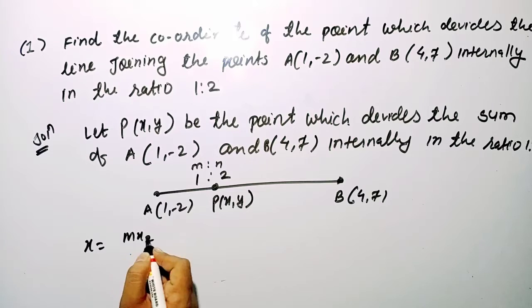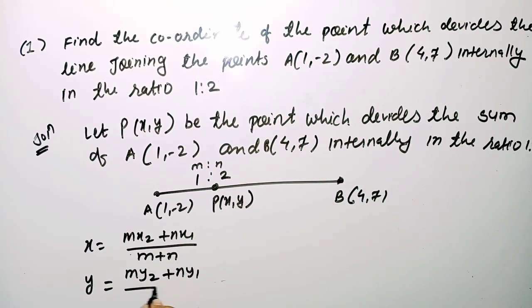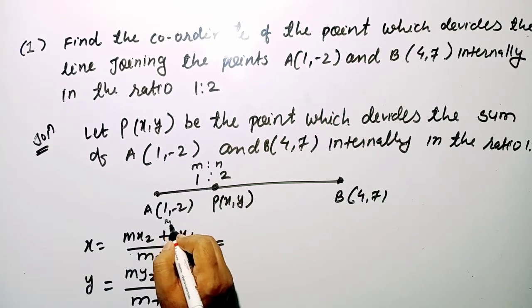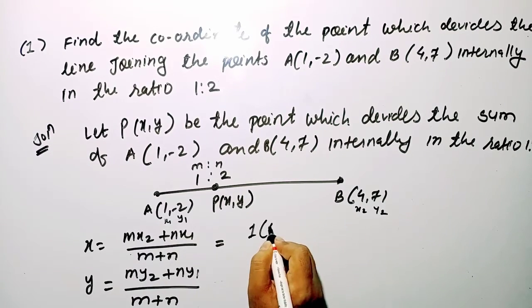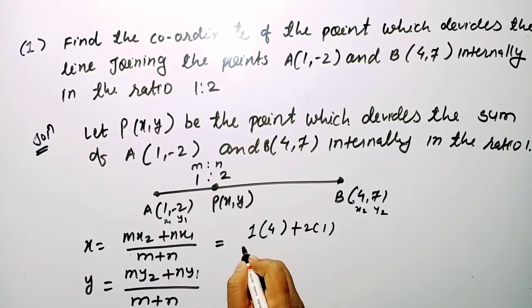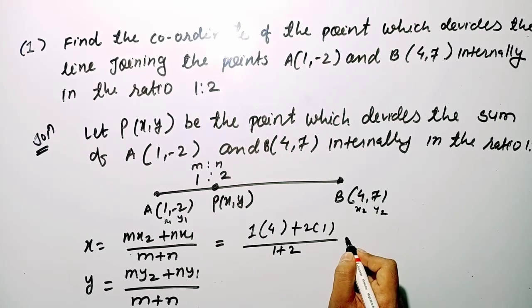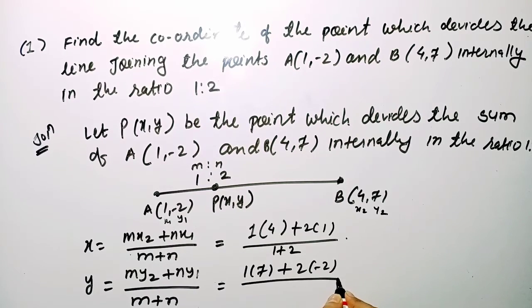So we know the section formula: the x coordinate is (mx2 plus nx1) by (m plus n), and the y coordinate is (my2 plus ny1) by (m plus n). Okay students, from point A we can determine x1, y1 and from point B, x2, y2. Now we can substitute the values of m and x2 plus n and x1, divided by m plus n, means 1 plus 2. Similarly for y we write the value of m and y2 plus the value of n and y1.